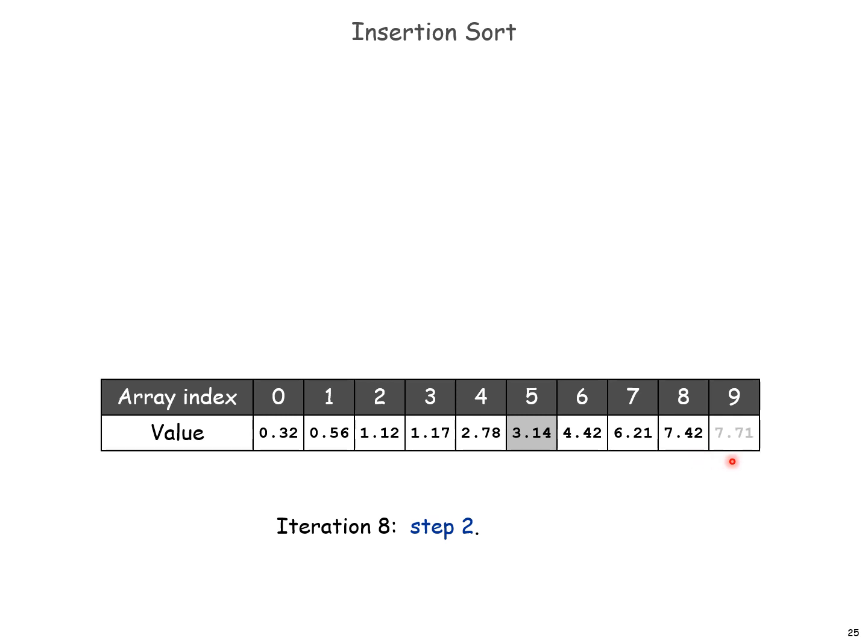Now let us pick the last item, which is the 10th item. So 7.71 is the key item. So compare key item with the previous item, and we can see that key item is greater than the previous item. So there is no more swapping required. Now that we have read 10 items, and all the 10 items are in sorted order, and it is sorted using insertion sort.